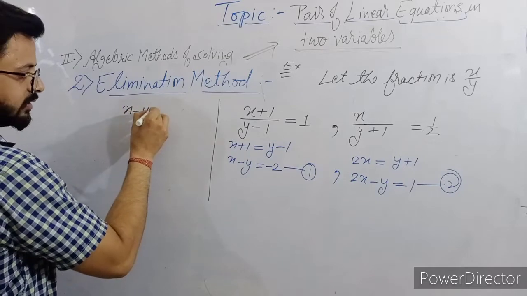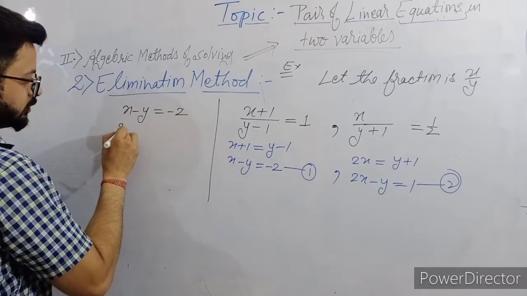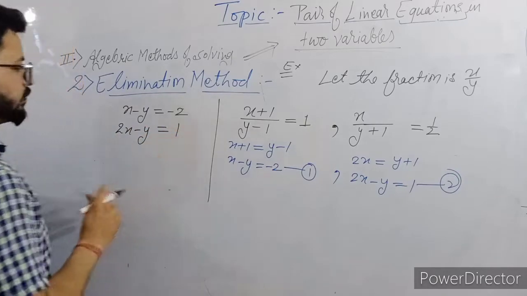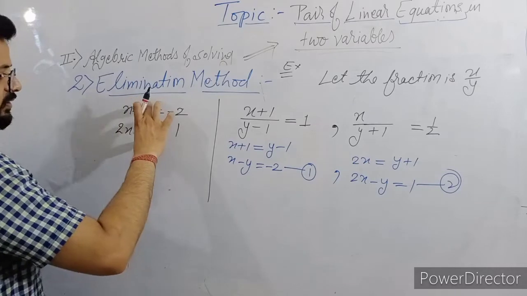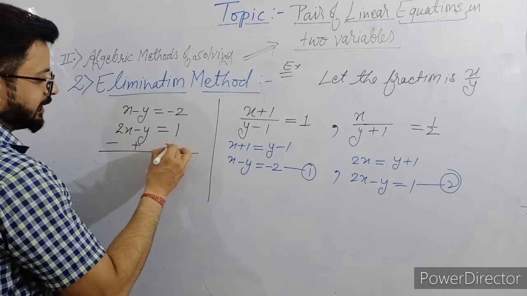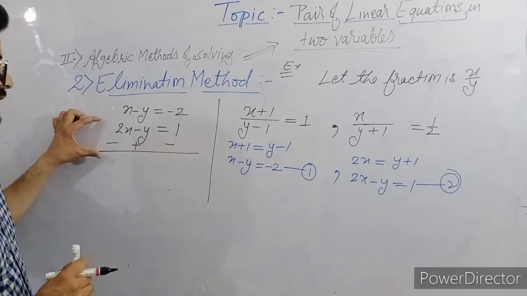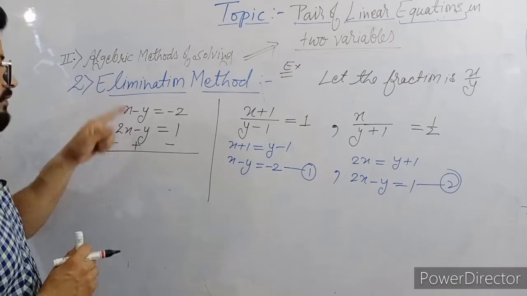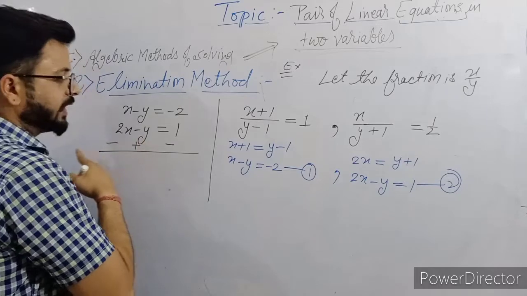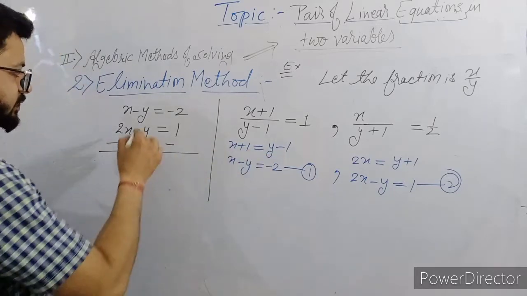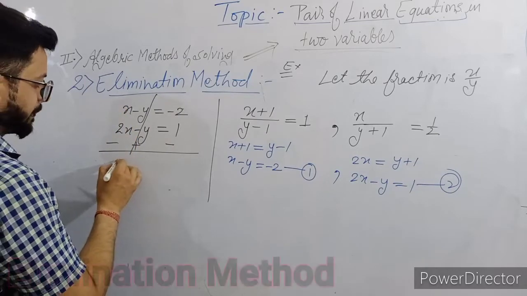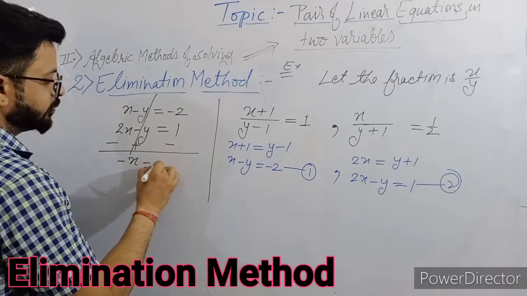X minus y is equal to minus 2. 2x minus y is equal to 1. Now no need to multiply by any number, the same coefficient is already there. Now we will change the sign: minus, plus and minus. Why are we changing the sign? We are subtracting. If we use the same sign, then they will not cancel. So if we change the sign of this y, then we have to change the sign of all the terms. Now cancelled. Minus 2x plus x, then minus x is equal to minus 3.